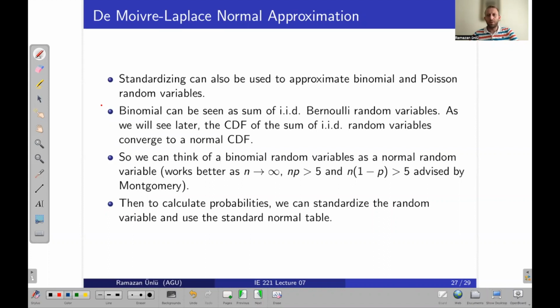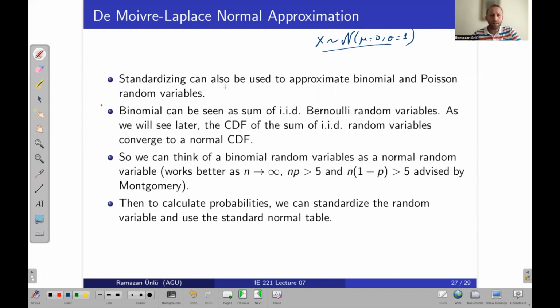Before giving the details of this approximation, remember that we can solve any normal random variables by using the standard normal form, right? And what was the standard normal form? Let's say X is normally distributed with the parameters mu equal to 0 and sigma equal to 1. Okay, this is the standard form of the normal distribution, the standard normal distribution.